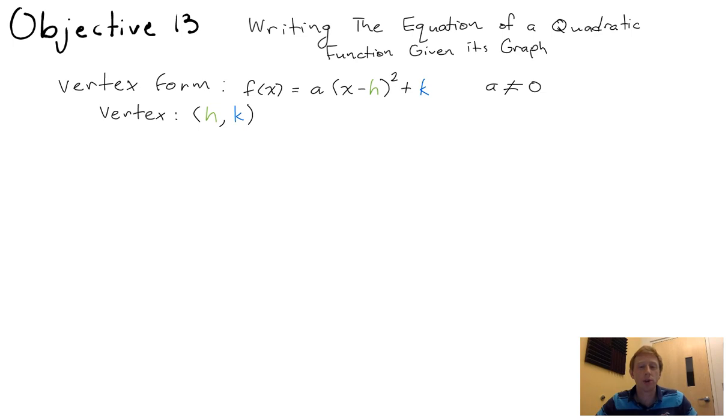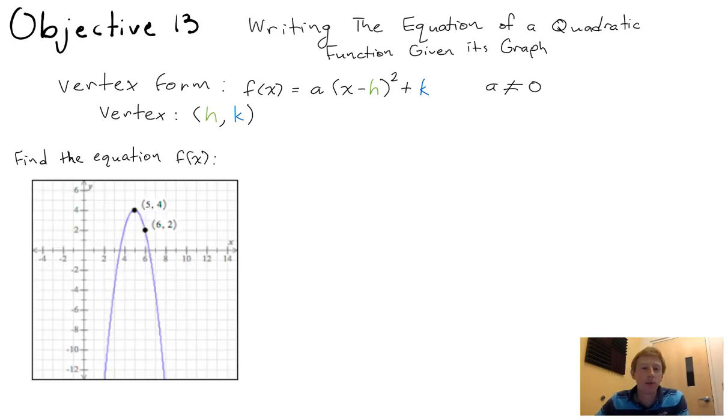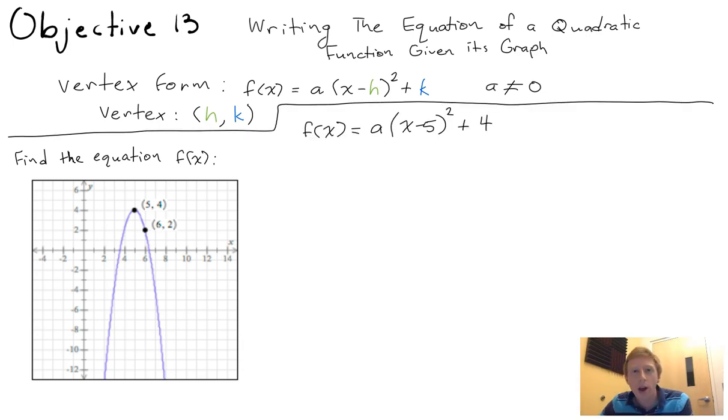Find the equation of the quadratic function f, whose graph will be shown right here. You have the vertex 5, 4, and you have another point 6, 2. Start by substituting the vertex into the vertex form. f of x equals a times the quantity of x minus 5 squared plus 4, where we see 5 is h and 4 is k.